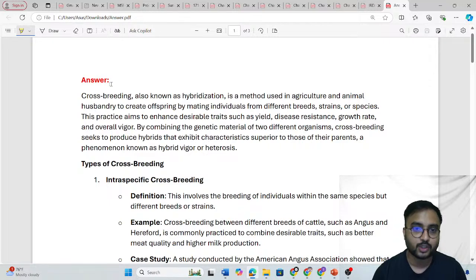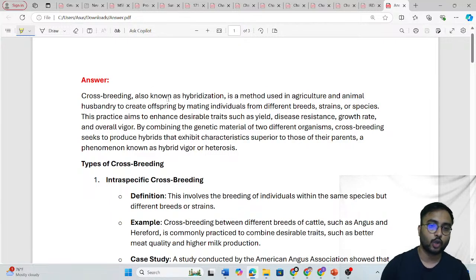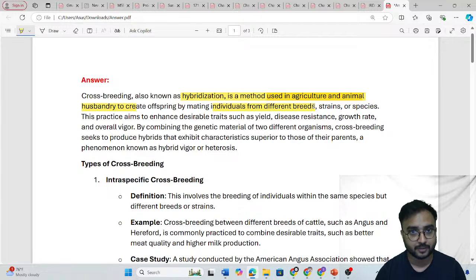Our question starts with: what is crossbreeding? The definition is very simple, no technical definition. Crossbreeding is also known as hybridization. It is a method used in agriculture and animal husbandry to create offspring by mating individuals from different breeds. When two different breeds, strains or species are mated together, this gives us a unique breed which has the characteristics, features and genetic character of both parents. That is called crossbreeding.